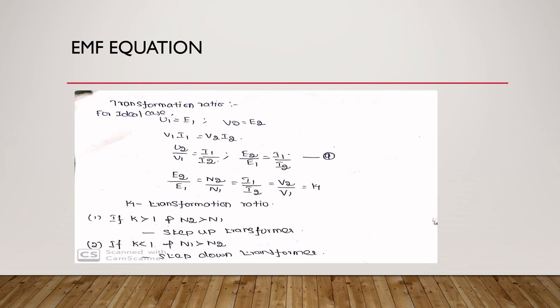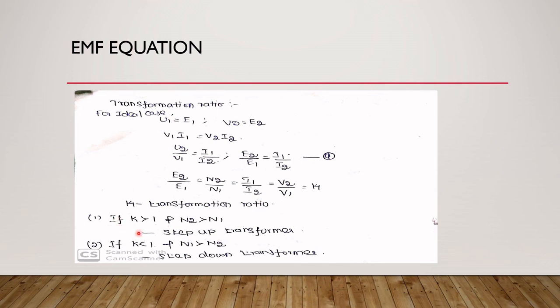As we know that V2 equals E2, here I am substituting E2 divided by E1 equals I1 by I2. From this equation I can go for this one. We know that E2 by E1 equals N2 by N1, which equals V2 by V1, and that is inversely proportional to I1 divided by I2. That is the transformation ratio K.